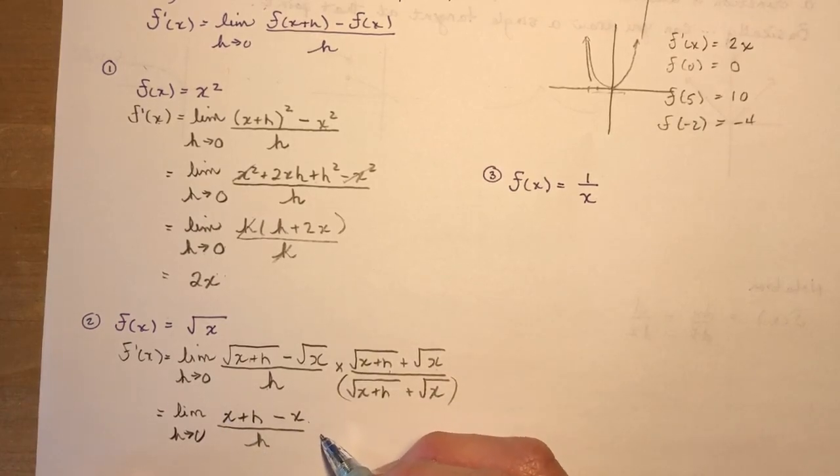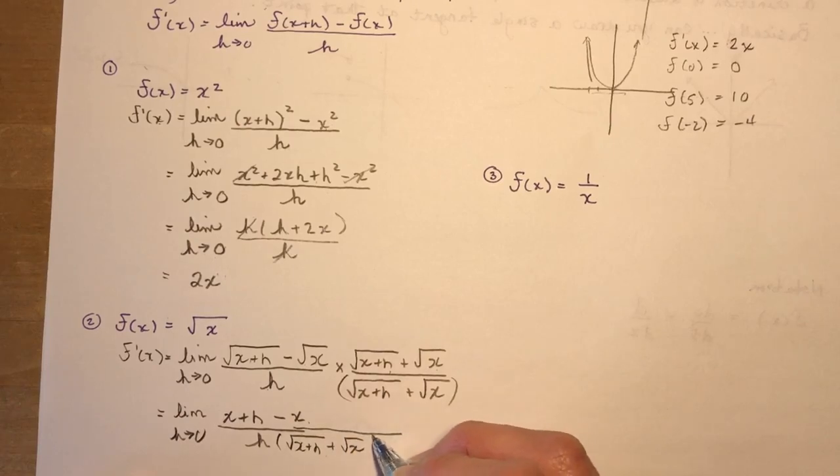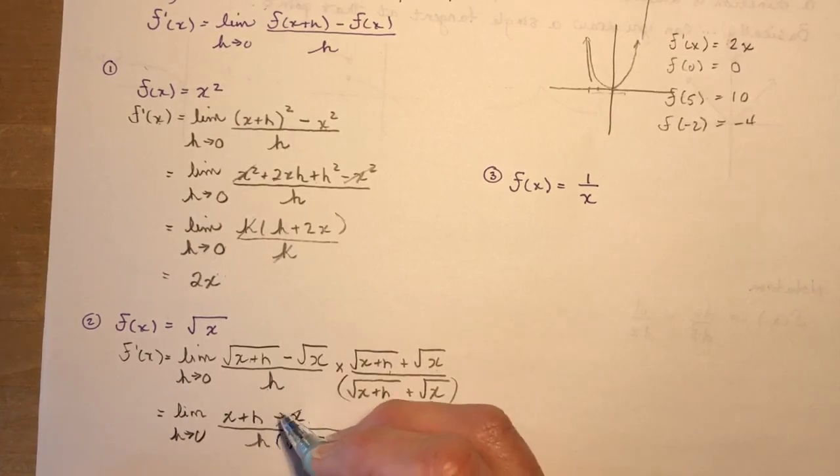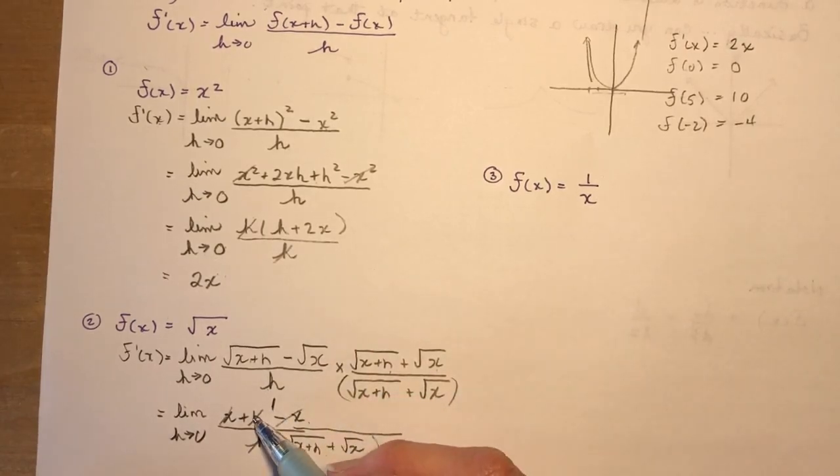Oh, I forgot to write out this part. Here we have the root of x plus h plus root x. That's still all in the denominator. So the x's cancel out. The h divides into the h one time. For some reason today I keep thinking every time I divide it out it's disappeared. But there's a 1 there.